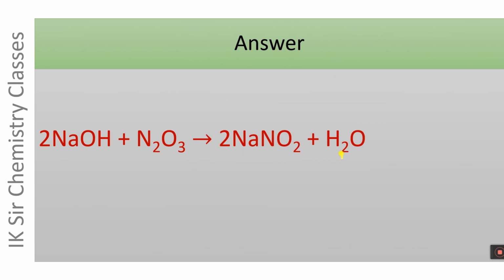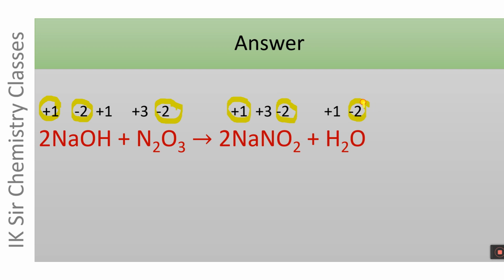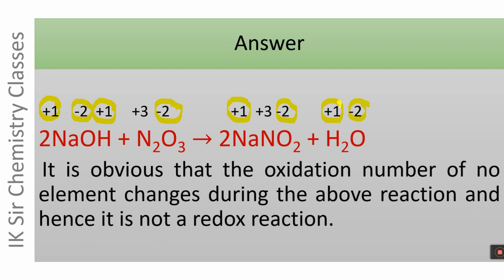The oxidation numbers of various elements involved in this reaction are given below. Sodium is +1 in the reactant, and in the product it is again +1. The oxidation number of oxygen in NaOH as well as in N2O3 is -2, and the oxidation number of oxygen in NaNO2 as well as in H2O is -2. The oxidation number of hydrogen in NaOH is +1, and in H2O it is again +1. Thus we see that the oxidation number of no element changes during this reaction, and hence it is not a redox reaction.